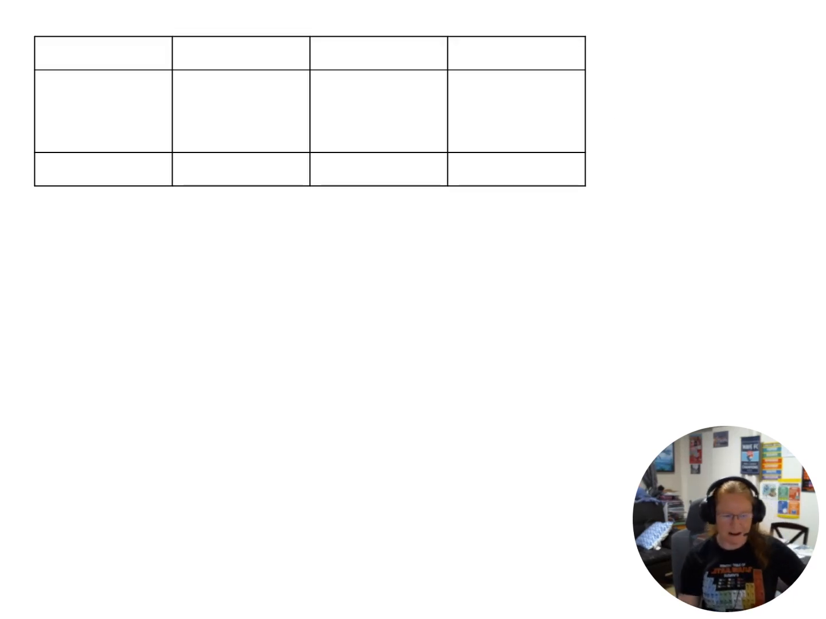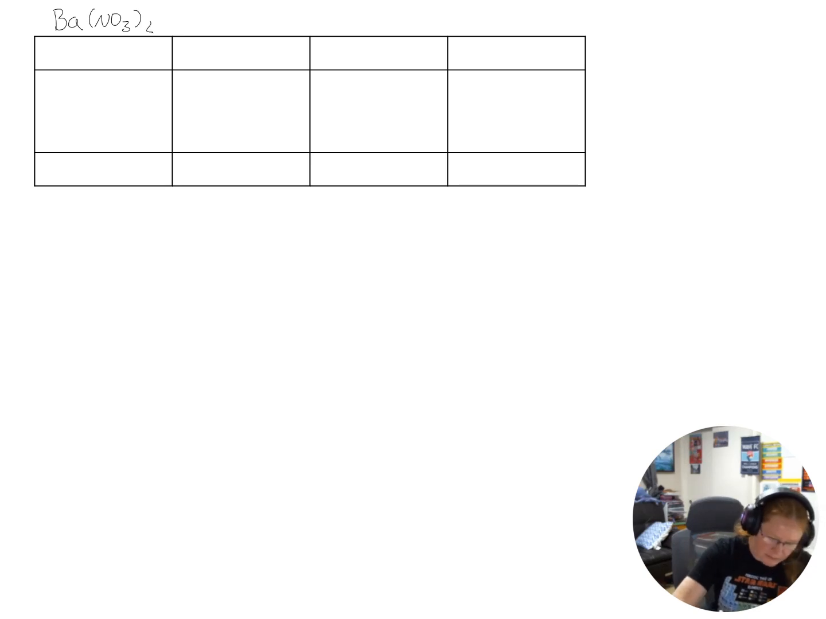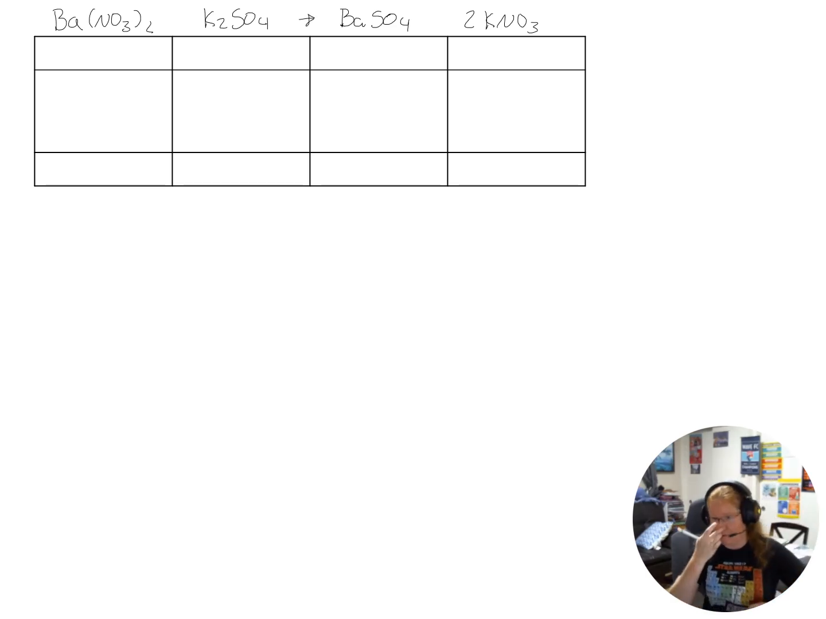All right, so here I've got my ice table all ready to go. So we're going to look at our barium nitrate, our potassium sulfate, our barium sulfate, and the potassium nitrate there. Okay? All right, so we have our starting amount, something will change, and then our reaction will end. So first we need to figure out what goes into that table.